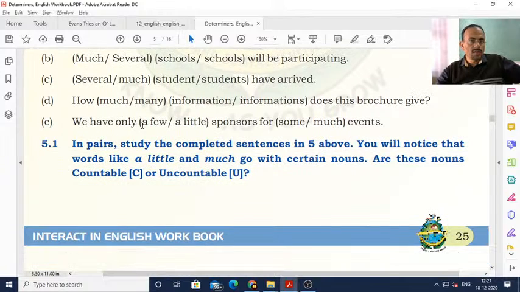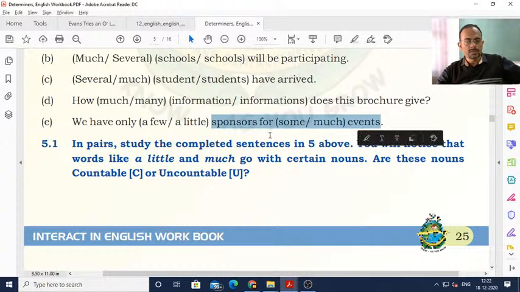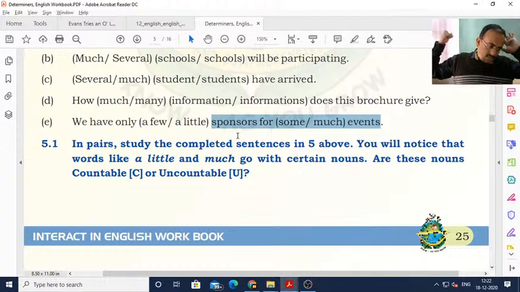Next, we have only a few, a little, sponsors for some, much, events. We have only a few sponsors, because sponsor is countable. Sponsors is countable, therefore we have only a few. We have only a few sponsors for some events. Okay, so like this.